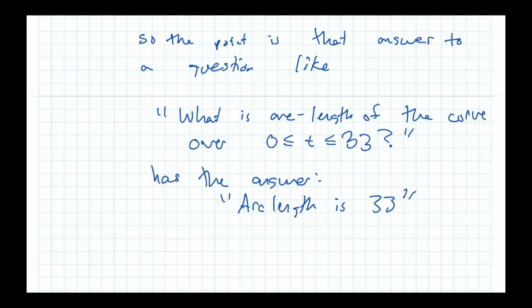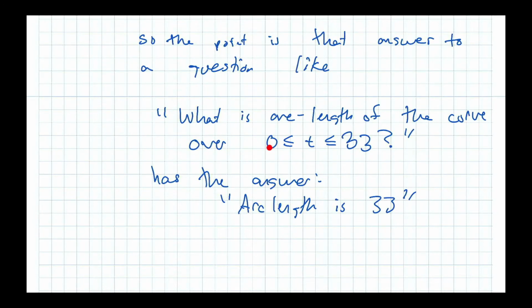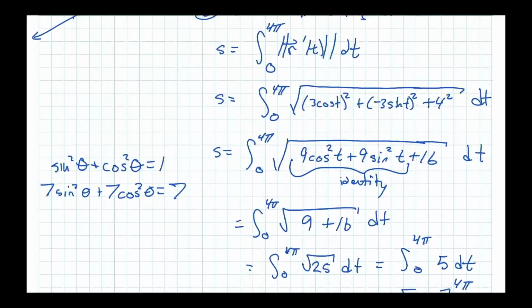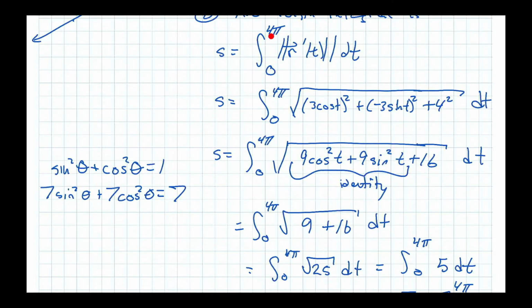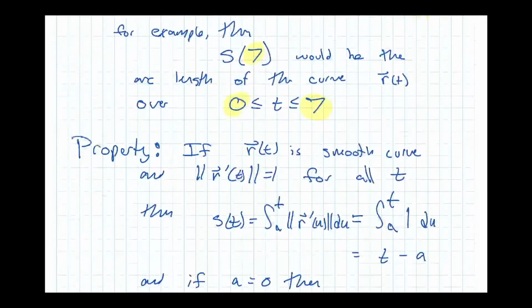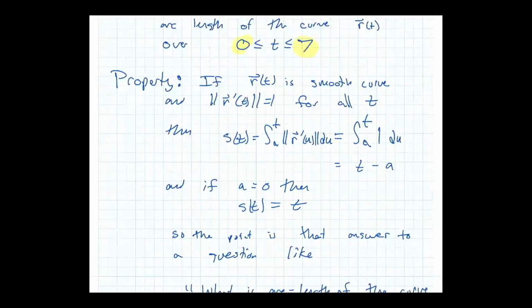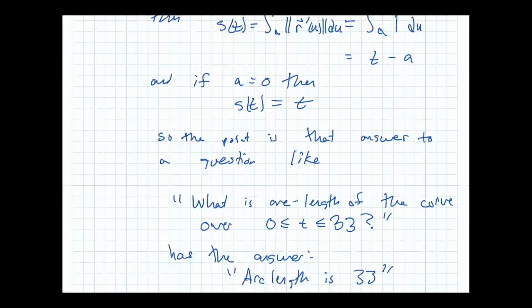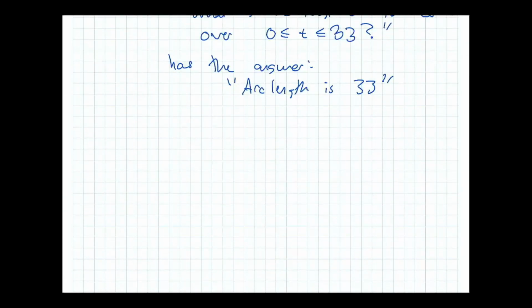Now, obviously, that's a weird situation, right? That doesn't just happen. Like, what's the arc length from 0 to 33? 33. That doesn't usually happen. Like in our example, we did the arc length from 0 to 4 pi, and our answer was 20 pi, not 4 pi. So that's not the usual case. I'm describing a weird situation here. The property is: if r of t is a smooth curve and this magnitude is 1 for all t, then this stuff happens. It doesn't always happen. It's a special case.